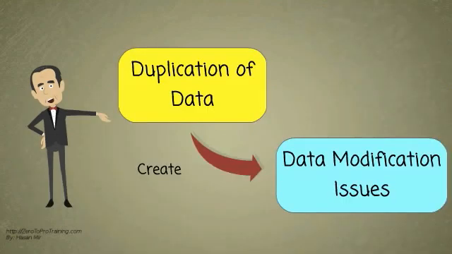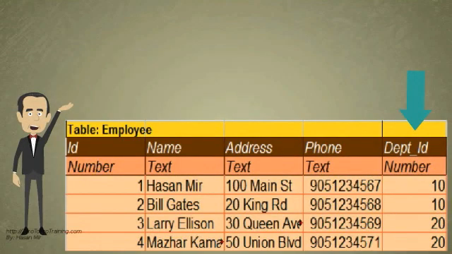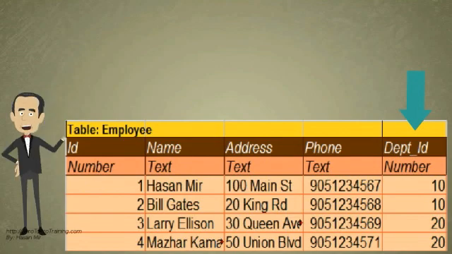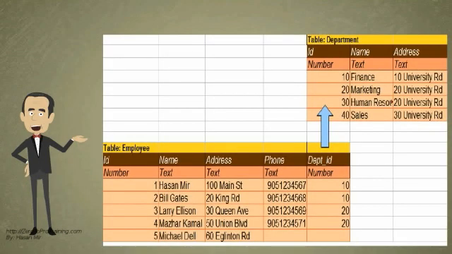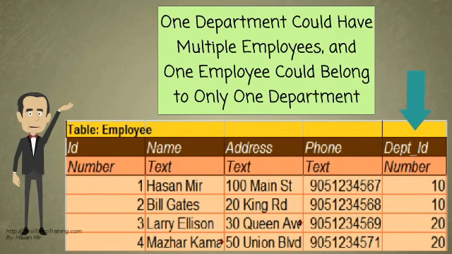If you ever need to change a department name, you will have to do that in two tables. That is not an option. We will simply create an additional column in the employee table to refer to the ID of the department to which the employee belongs. We declare this column, department ID, as a foreign key to the ID column of the department table. This will create a one-to-many relationship between department and employee tables. One department could have multiple employees, and one employee could belong to only one department.